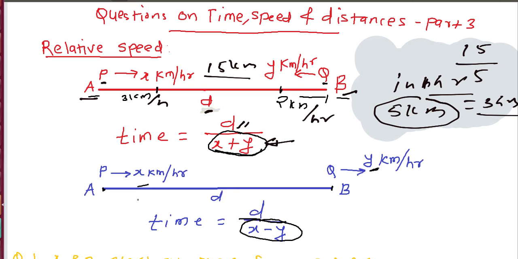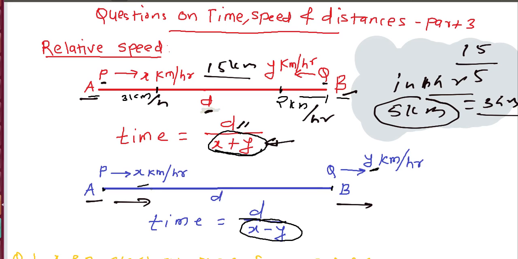Similarly, when they are moving in the same direction, for example, A is moving in this direction and B is also moving in this direction, at that time the relative speed is x minus y, that is speed of A minus speed of B. So the speeds get subtracted when they move in the same direction. So in order to cover this distance D, they will require D upon x minus y time.